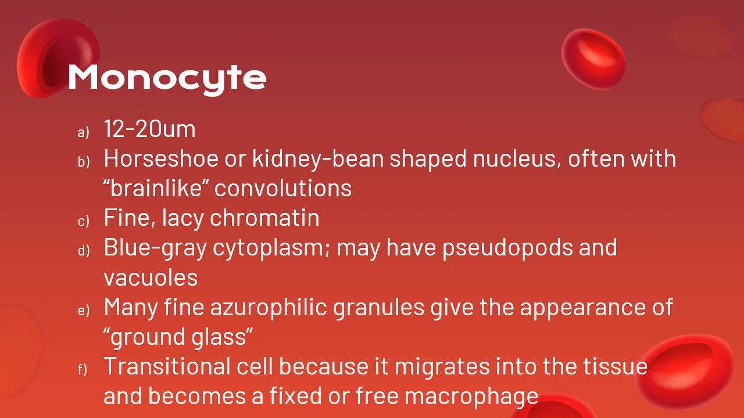Okay. So, monocytes have a horseshoe or kidney bean-shaped nucleus, often with brain-like convolutions. It has fine lacy chromatin, blue to gray cytoplasm that may have pseudopods and vacuoles, and many fine azurophilic granules that give the appearance of ground glass. They are transitional cells because they migrate into the tissues and become fixed or free macrophages. So, if nag-migrate na siya sa tissue, hindi na siya monocyte, macrophage na ang tawag sa kanya.